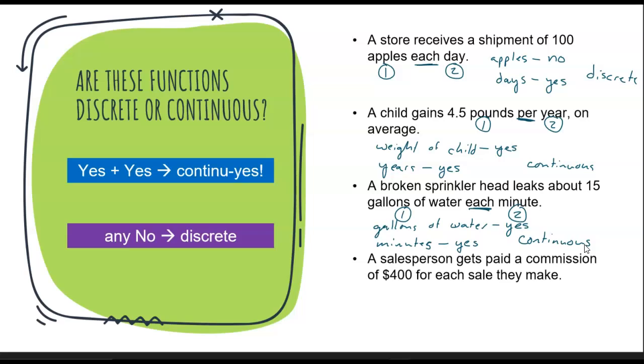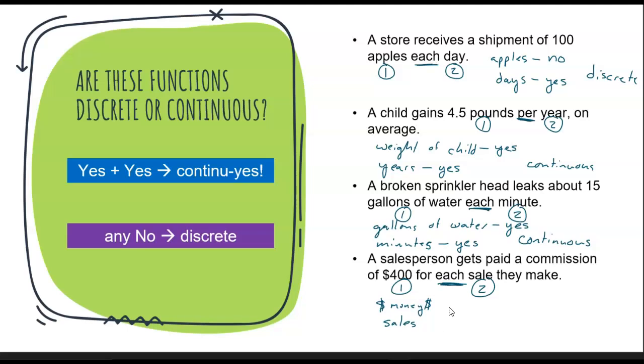And last one here. A salesperson gets paid a commission of $400 for each sale they make. There's our each word. $400 is our first thing. Sales are going to be our second thing. So this is money, dollars, and sales is our second measurement.